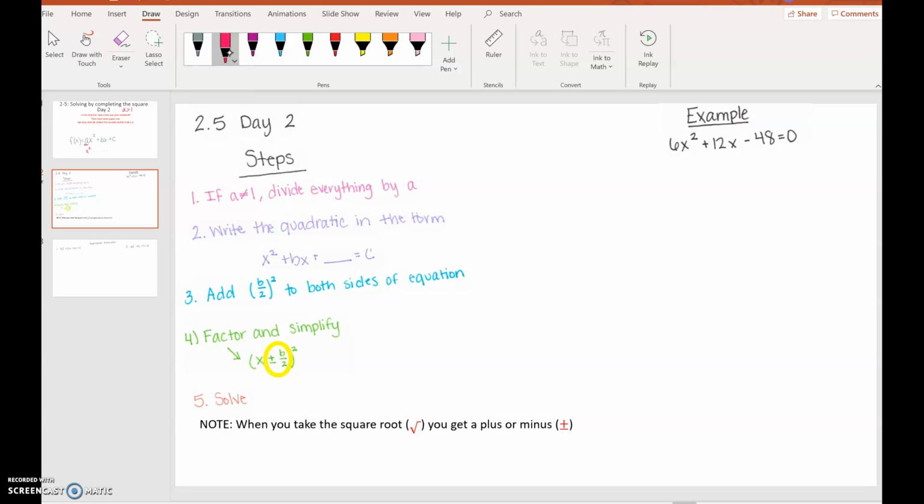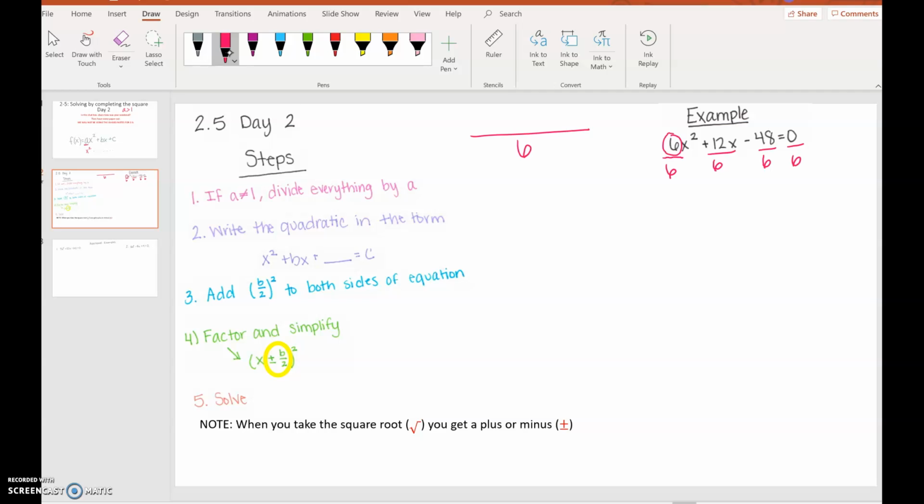So if a does not equal 1, divide everything by a. Before we were just like, oh, a is 1, check, done. Now when we look at our equation here, a is 6, so we need to divide everything by 6. I'm going to write it separately like this. You could just write one big line and say that you're dividing everything by 6, but for visual, I wrote it under each thing to note that we're dividing every single thing by 6.